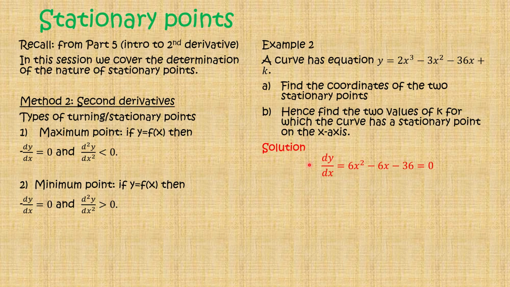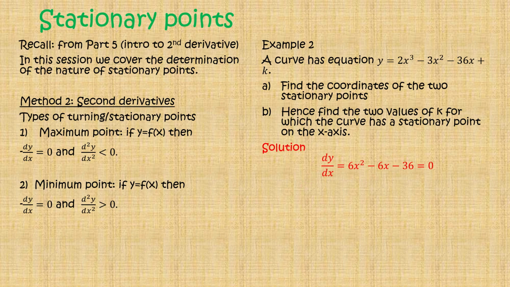The solution. As we are given the y, we can move on to find the dy/dx, which is the first derivative: 6x squared minus 6x minus 36. And we equate that to 0 because we want to find the stationary point. So we always equate this to 0 for the stationary point.